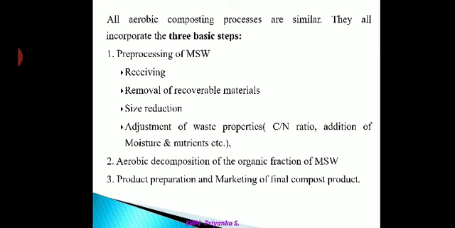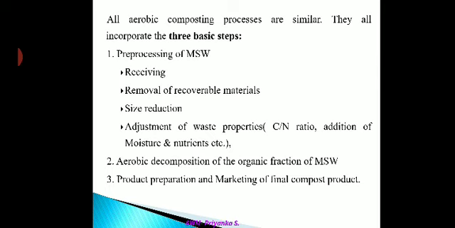So this is the first step which we have to follow in aerobic composting, that is pre-processing of municipal solid waste. It includes first the collection or receiving of the solid waste, then removal of all the recoverable materials from it, then you have to reduce the size with the help of different equipment, by breaking the municipal solid waste. Lastly, the adjustment of the waste properties, that is the CN ratio, then addition of moisture and nutrients if required. All that we have to manage.